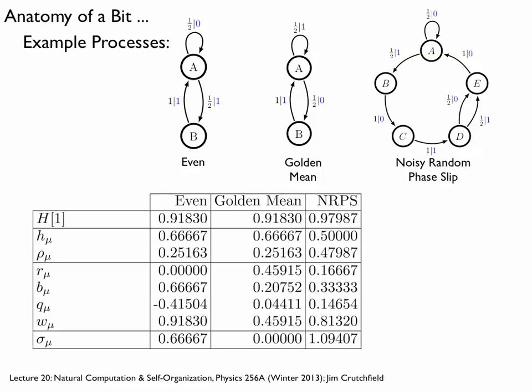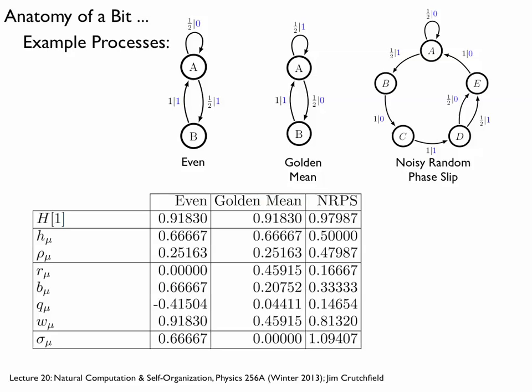And the other curious thing is notice this mysterious sigma mu. This is the information not in the present that's shared between the past and the future. It's basically maximal or very large for the even process, and it's exactly 0 for the golden mean. So what could that indicate?